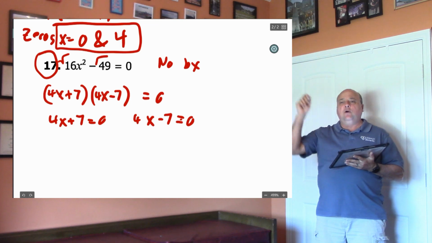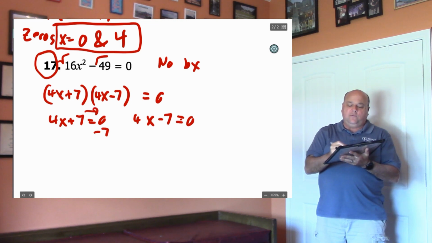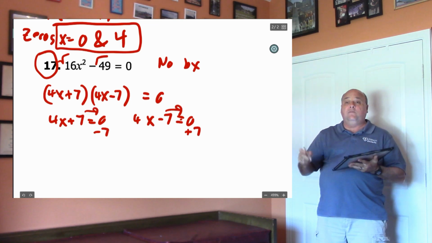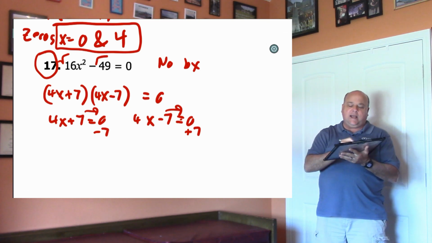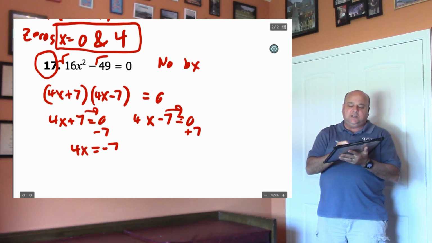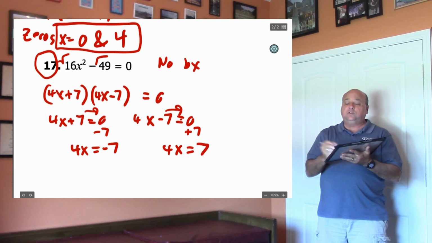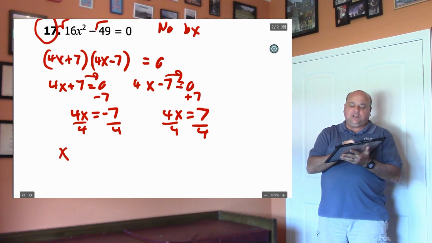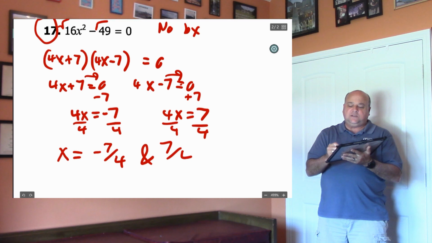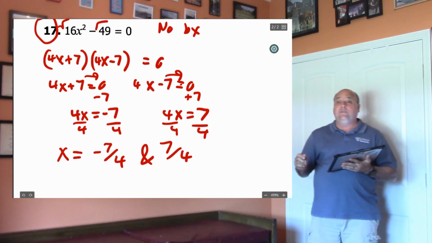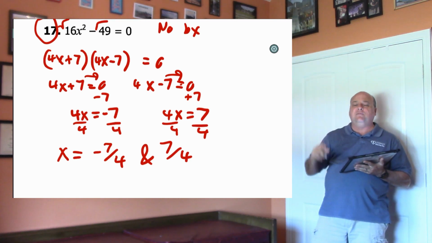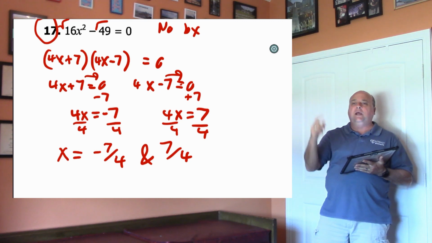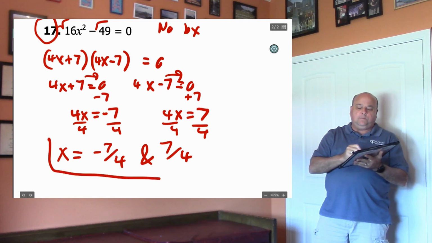you're going to get 7 over 4, aren't you? So if you move over the 7 on both of them, one of them you're going to subtract 7, one of them you're going to add. You'll get 4x equals negative 7, 4x equals positive 7, then divide by 4. And notice your x-intercepts will be negative 7 over 4 and positive 7 over 4, which would be 1 3/4, wouldn't it, or 1.75.